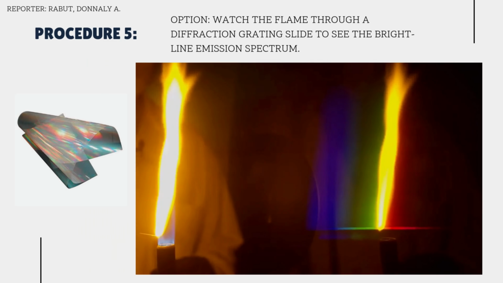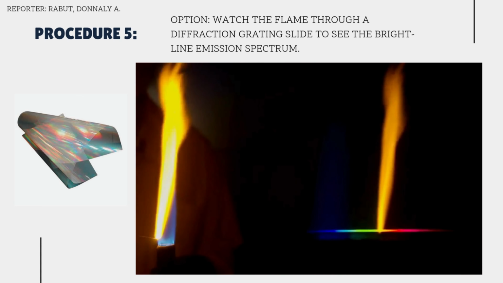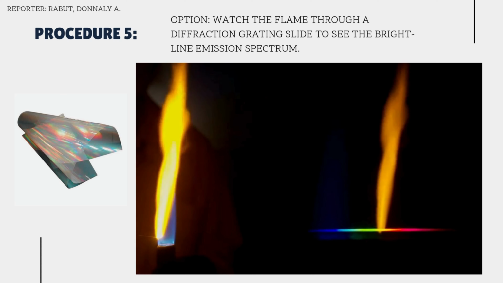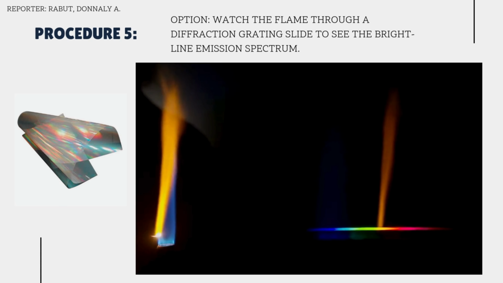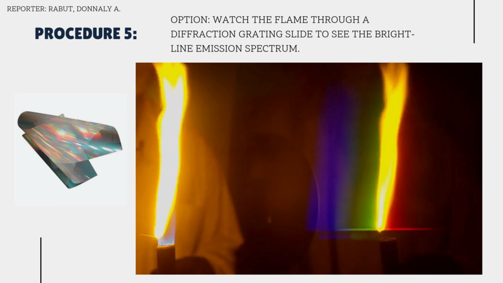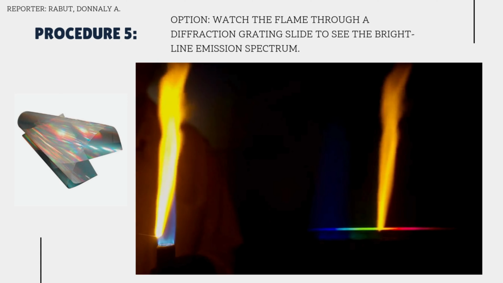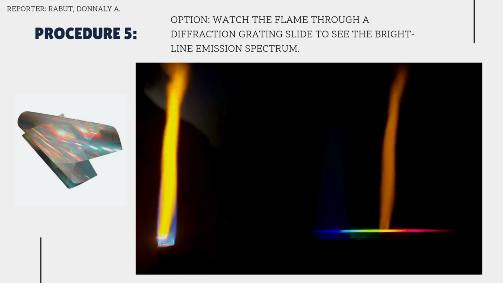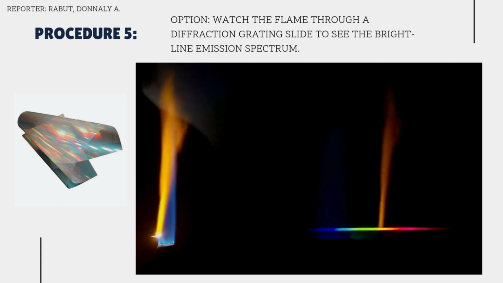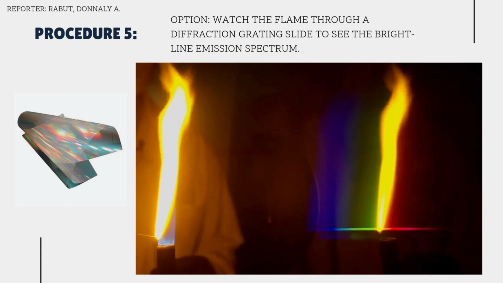Procedure 5. Another procedure is using a diffraction grating slide. This is optional but important, as the purpose of this experiment is to identify the presence of a particular metal ion. In order for us to identify the presence of the specific element in a metal ion, we need to use a diffraction grating slide. First, grab a diffraction grating slide.